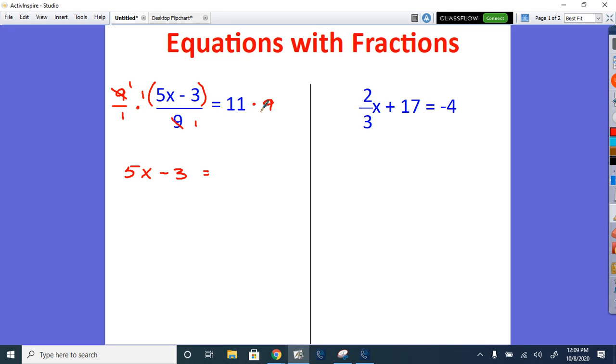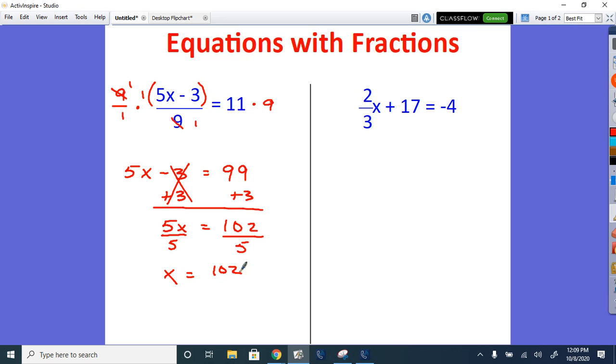And then multiply 11 times 9, which ends up being 99. And then I'm just going to follow, again, reverse order of operations. Now my order of operations reset. I'm going to add 3 to both sides using that addition property of equality. 5x is equal to 102. And I divide both sides by 5 using the division property of equality.